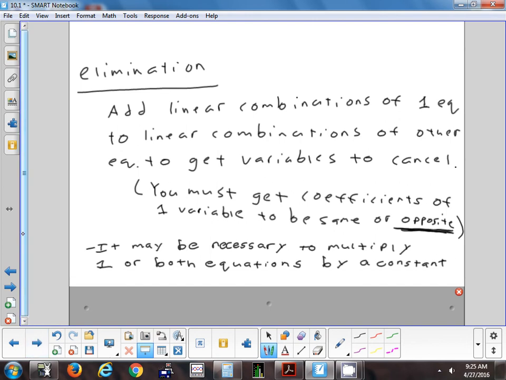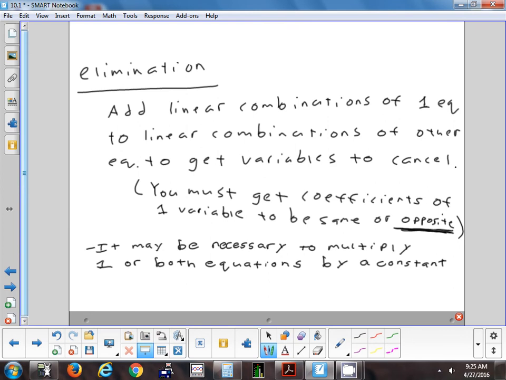Okay? And in order to do that, sometimes you have to multiply one of the equations by a number. And when I say equation, it has to be everything. Or sometimes you have to multiply both equations by a number. Generally, we try to avoid multiplying by fractions. When I say by a constant, I want to pick a number that is not a fraction or a decimal. But you can use positive numbers, you can use negative numbers. Let's just avoid fractions and decimals.